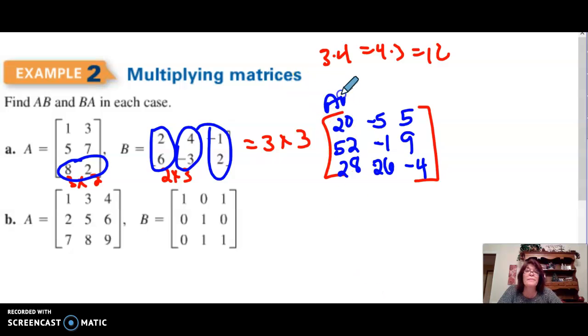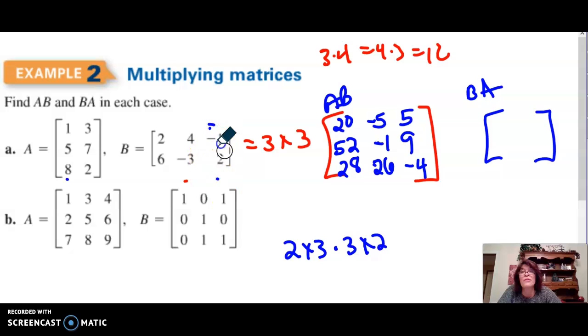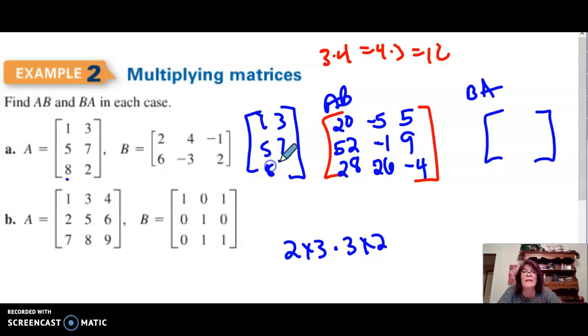That's AB. If I want to take BA, then that's a 2 by 3 times a 3 by 2. I can do it since the 3's are equal. But instead of a 3 by 3, I'm just going to get a 2 by 2. Okay, so now I'm taking B first times A. For me, I have to put the A, I'm going to rewrite this A matrix beside it. 1, 3, 5, 7, 8, 2.